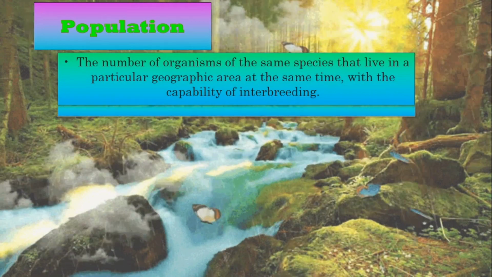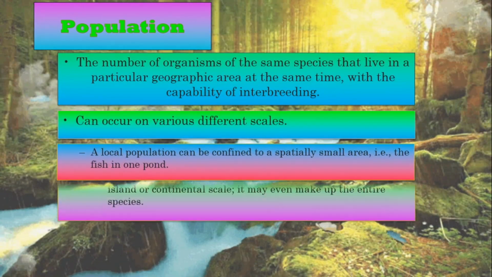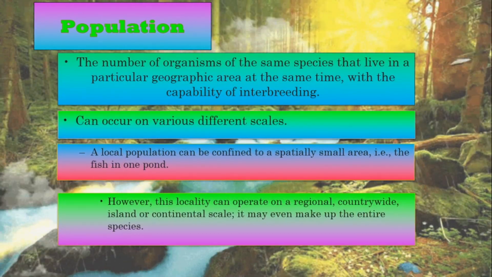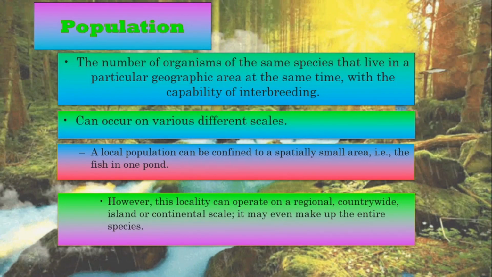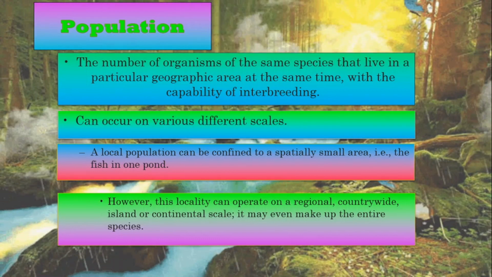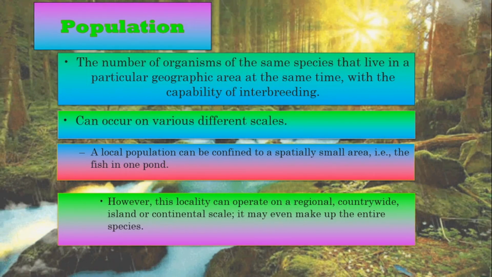Population. Population is the number of organisms of the same species that live in a particular geographic area at the same time with the capability of interbreeding.